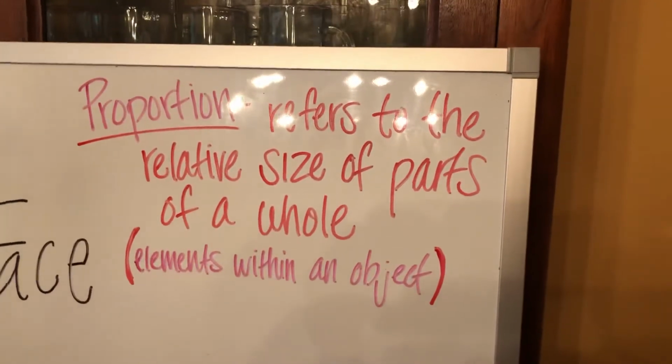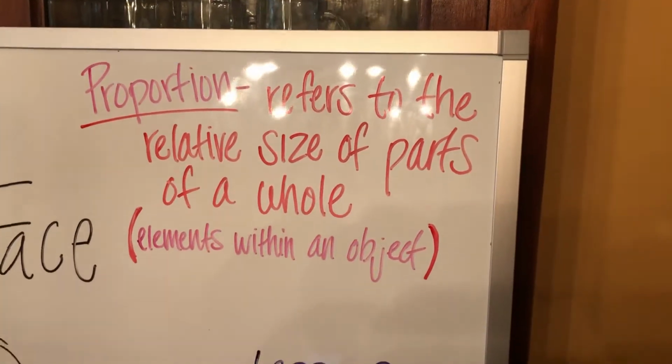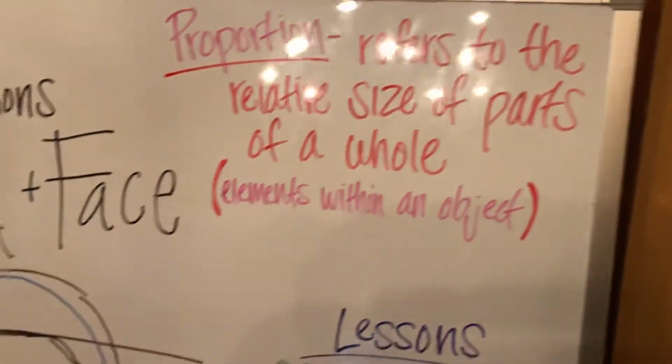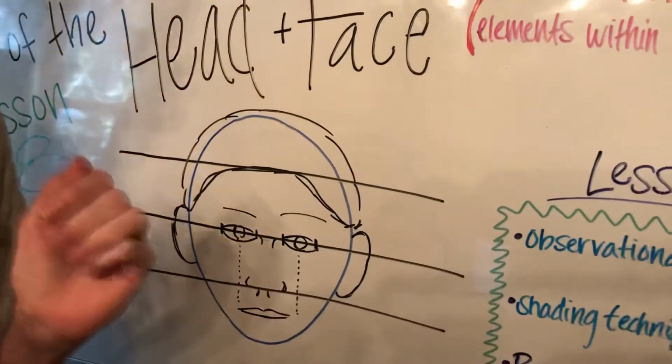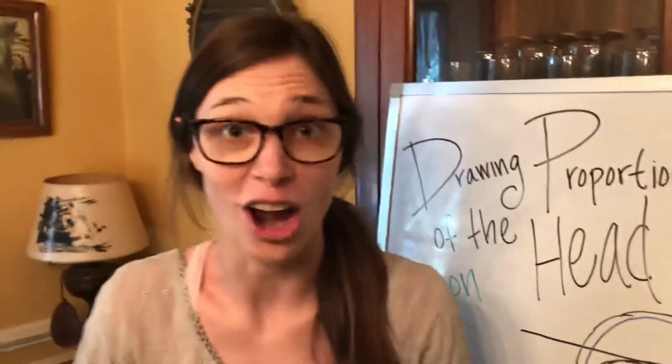Proportion refers to the relative size of the parts of a whole. So today we're going to be looking at different sizes of the head, or different parts of the head, to make it as a whole. All right, let's get started.